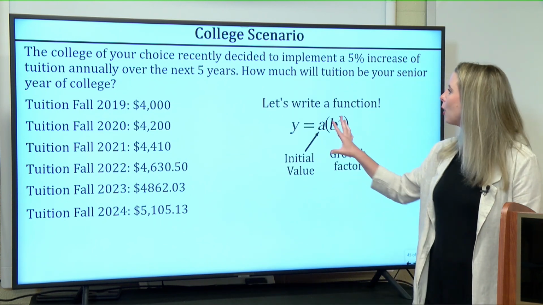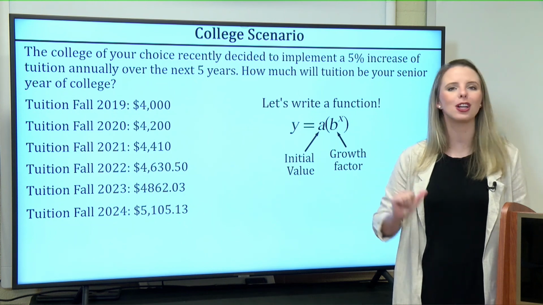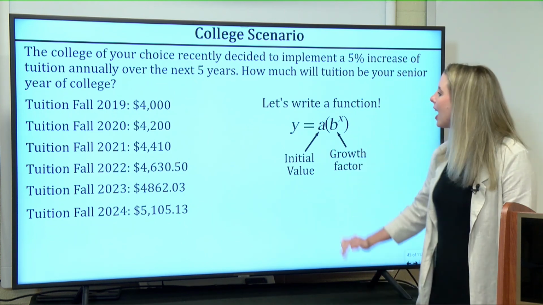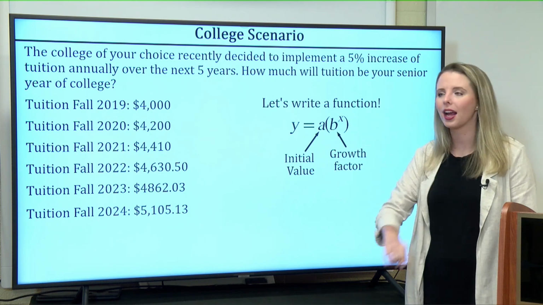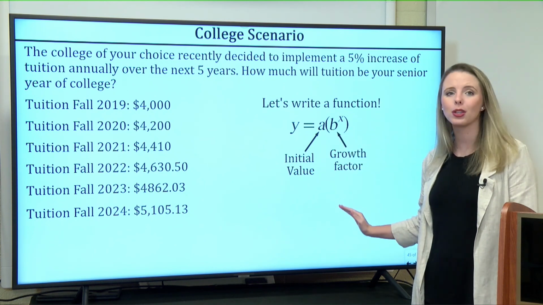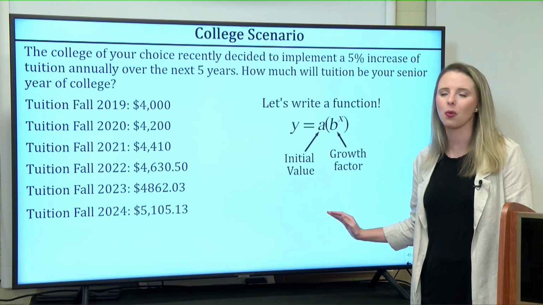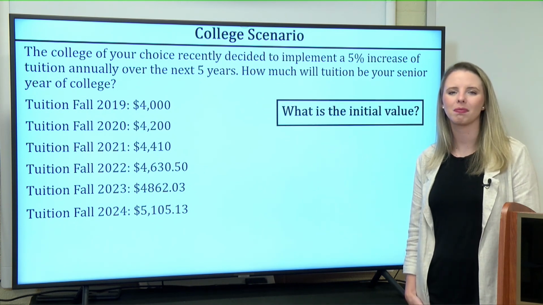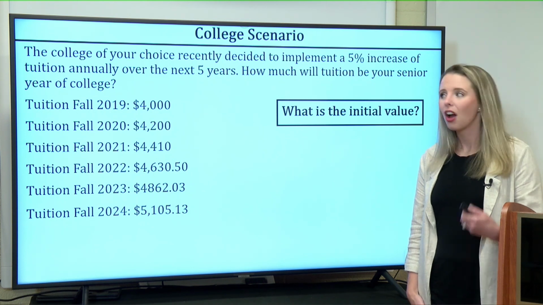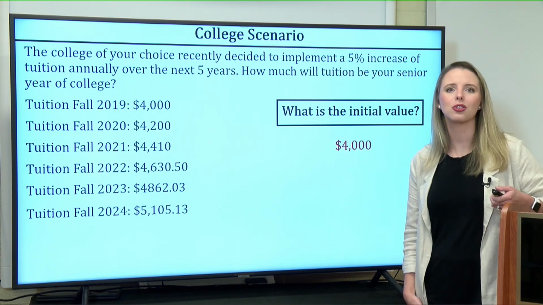And we talked about how there could be human error and how it's kind of tedious. Well, today we're going to write a function that's going to make our problem so much quicker and so much easier. Standard form, y equals a times b to the x. Remember, a was our initial value and b was our growth factor. We talked about that in week 1. So, what is our initial value in this problem? $4,000. That's what the tuition was, right?